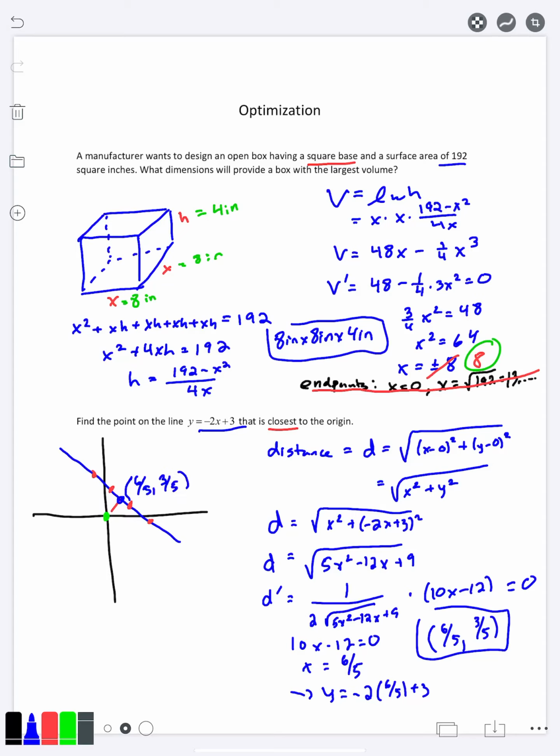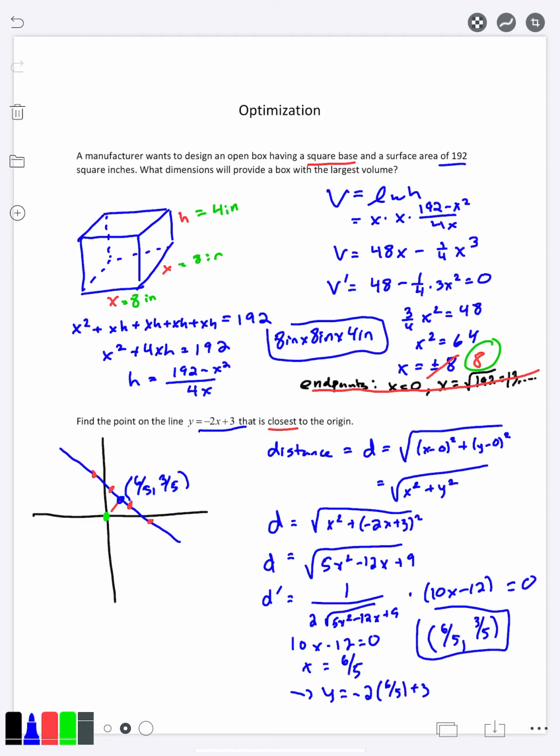Now obviously I could have given you any random function and asked you to find any point on that that's closest to any other point. It doesn't have to be the origin and so on. So you can have many variations on this problem here. But it does follow the same kind of standard here.